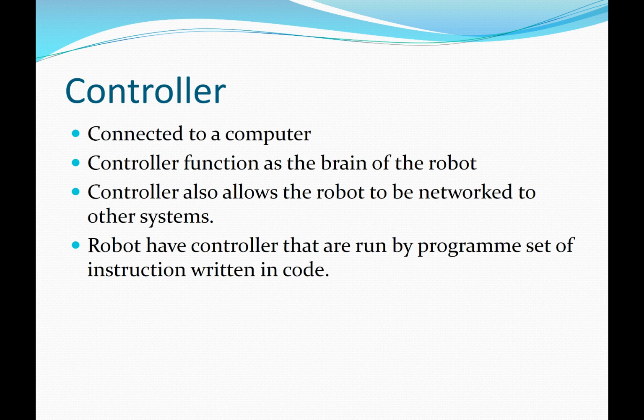These slides go through again, reviewing the controller connected to a computer, which functions as the brain and allows the robot to be networked to other systems. That's a key thing. If we look at more complex robotic systems in industrial automation, they have to be tied to a mainframe or a computer system that controls the assembly line and controls other robots in the line for things to work in harmony. So robots don't have to be networked.